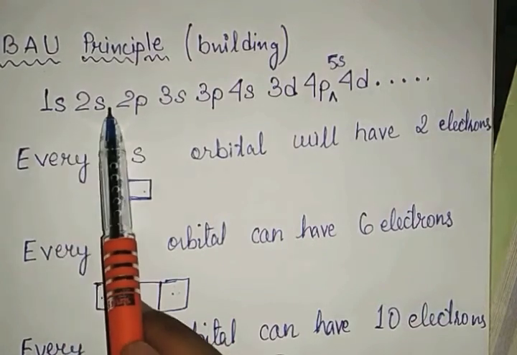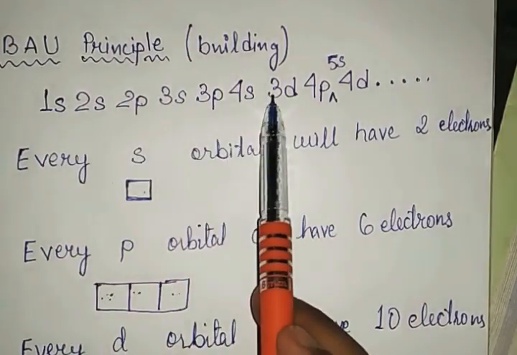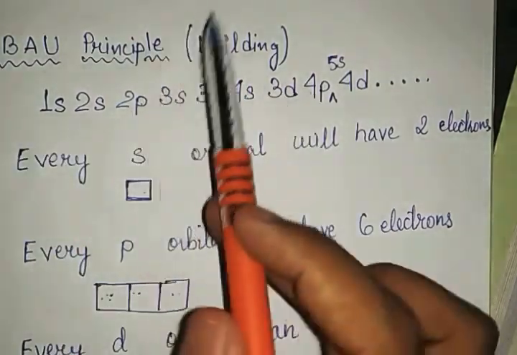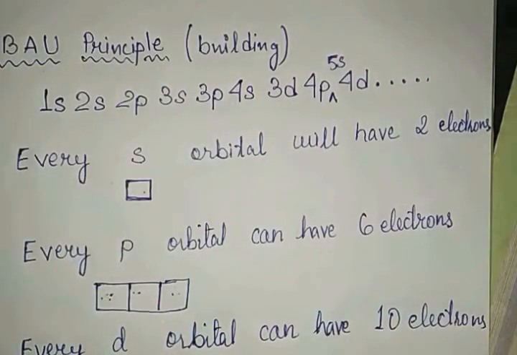First 1s, then 2s, then 2p, 3s, 3p, 4s, 3d, 4p, 5s, then 4d. If you want to see the above building principle, you can see your NCERT book.